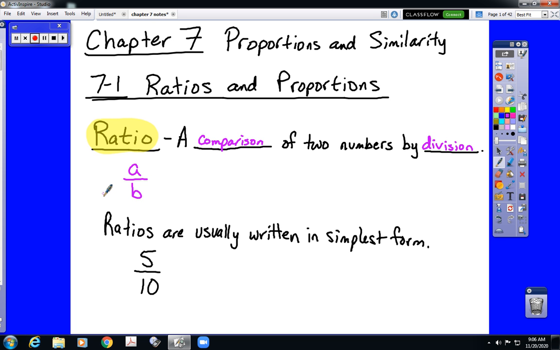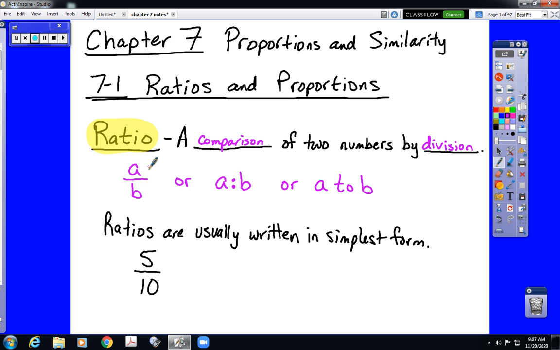So here we are comparing two numbers, A and B, by division. Anytime that you compare two numbers, we generally will write the ratio as a fraction. You could also have that written as A to B with a colon in between. That means exactly the same thing. You could also have it written as A with the word "to" between it, B. Now, generally speaking, when we have a word problem, we will look for this format, A to B. When we have a non-word problem, we are looking for fractions.